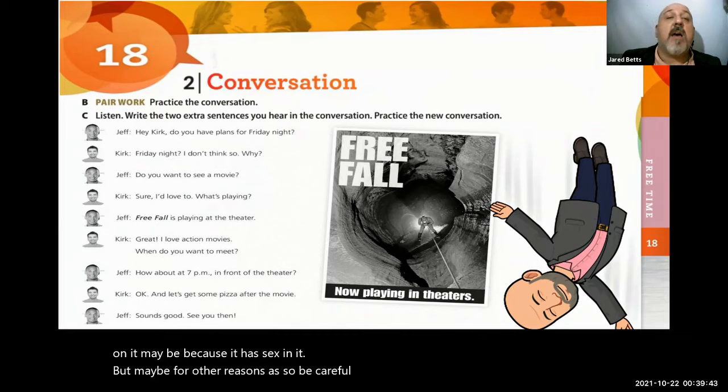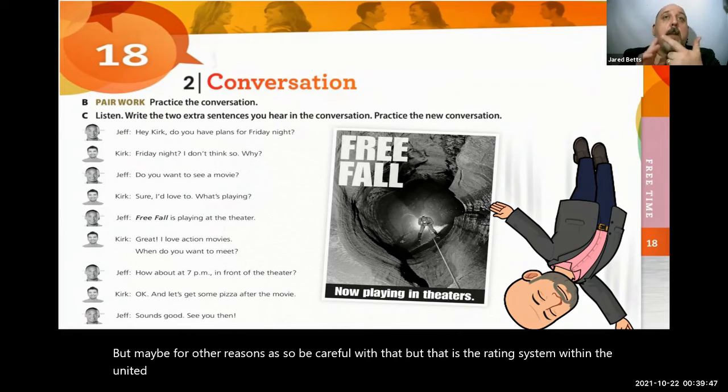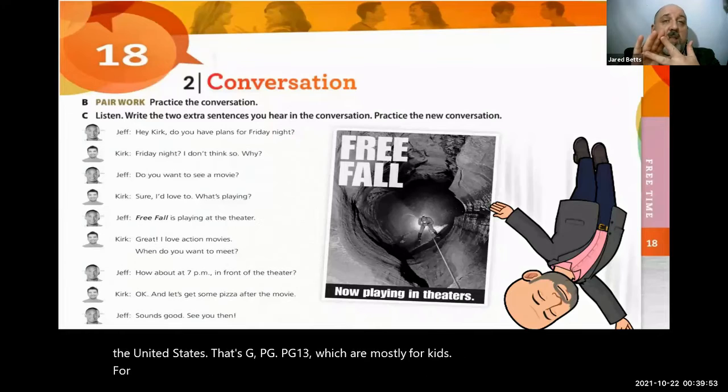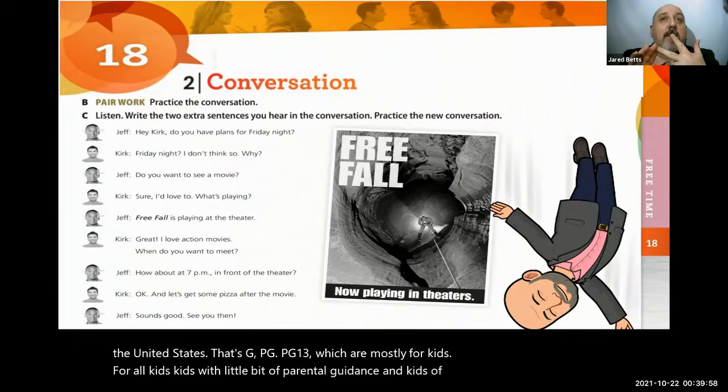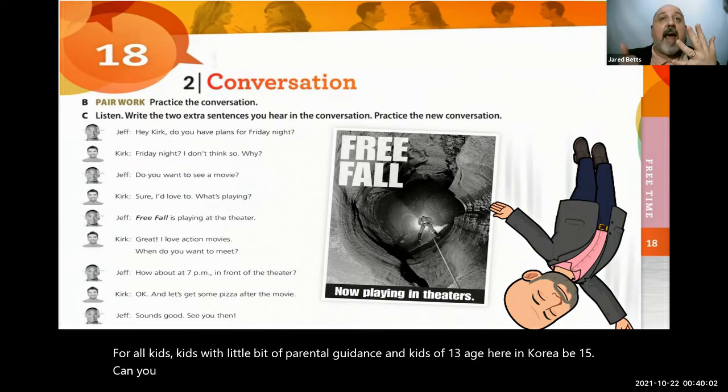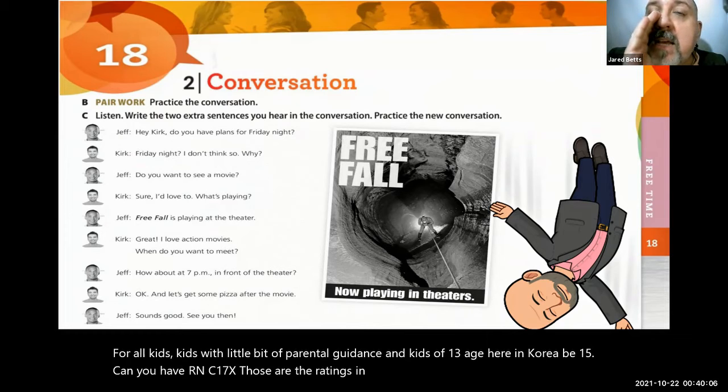But that is the rating system within the United States. That's G, PG, PG-13, which are mostly for kids, for all kids, kids with a little bit of parental guidance, and kids of 13 age and younger. Here in Korea, it'd be 15. Then you have R, NC-17, and X. Those are the ratings in America. Hint, hint, that's going to be one of your quiz questions.